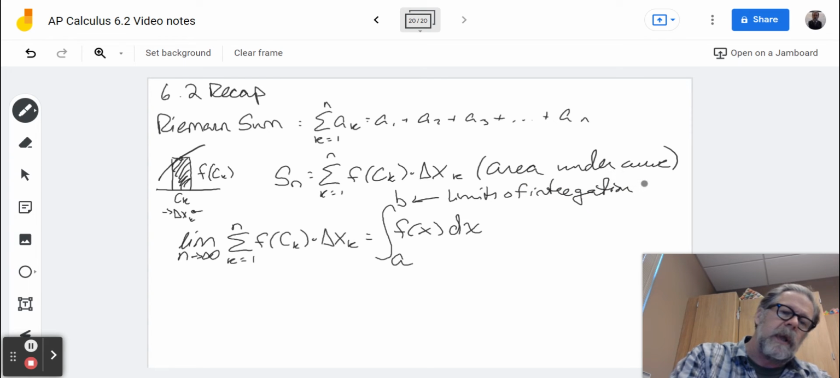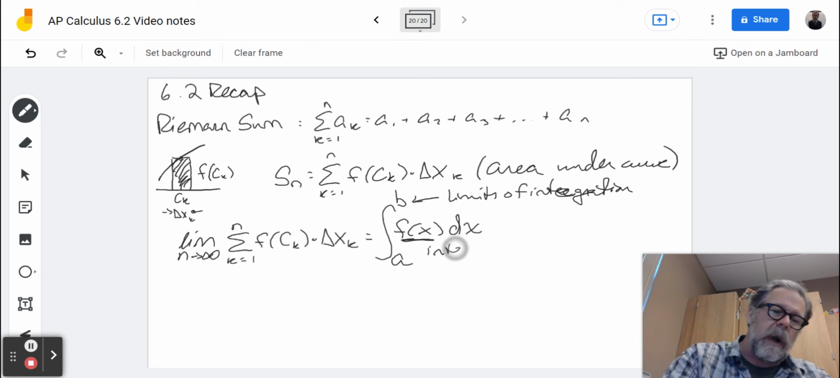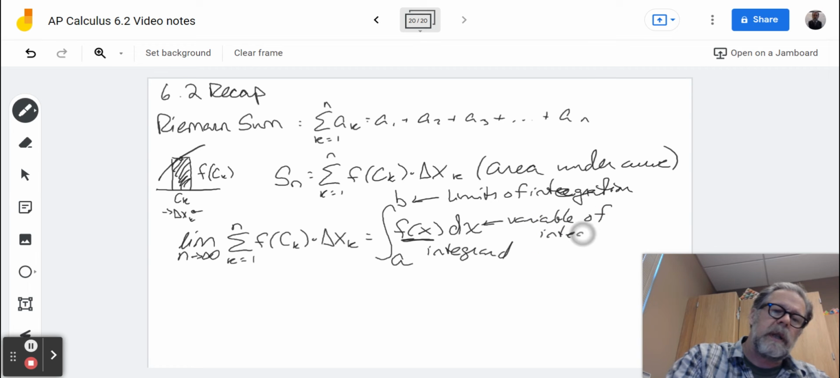I think I spelled that wrong. Integration. The R should be over here. Yeah, whatever. We don't care. This is called the integrand, and this is the variable of integration. And I will spell it correctly this time by being careful. There we go. Integration. Yes.